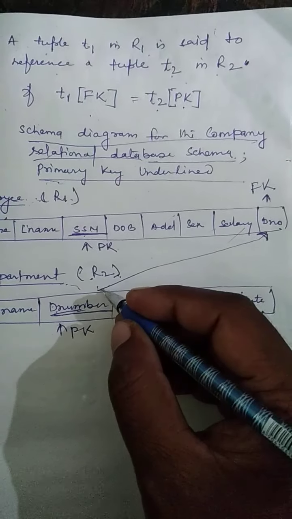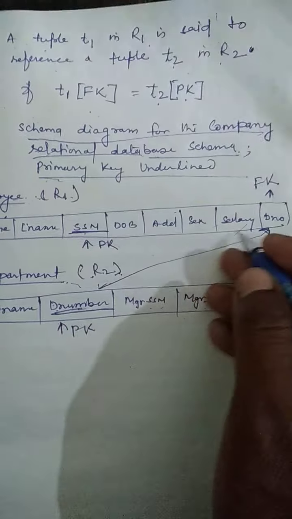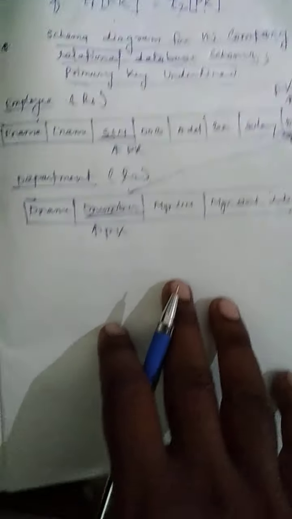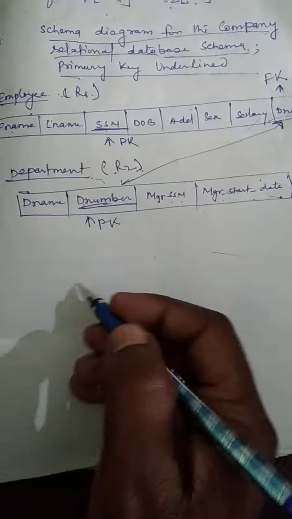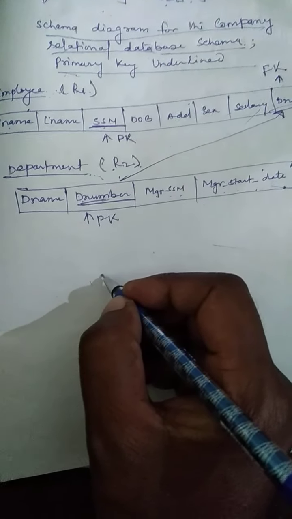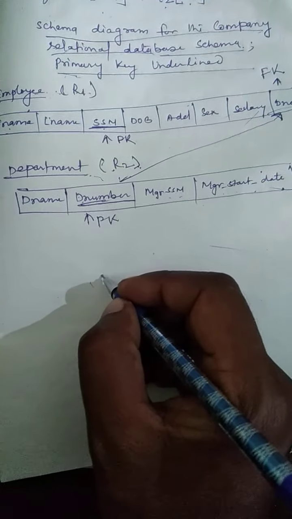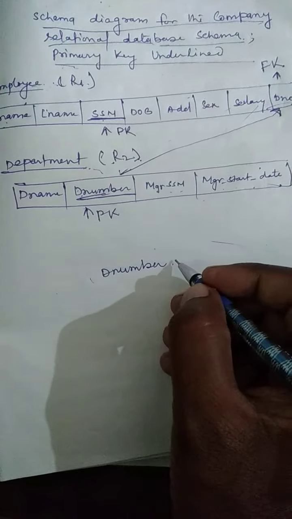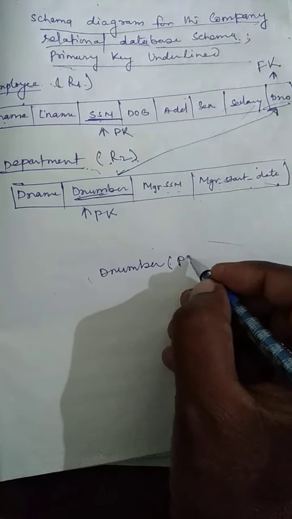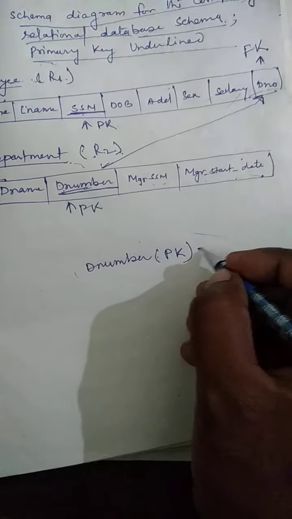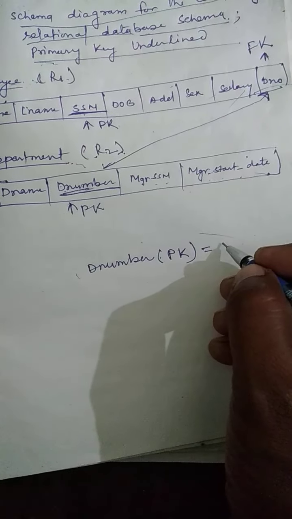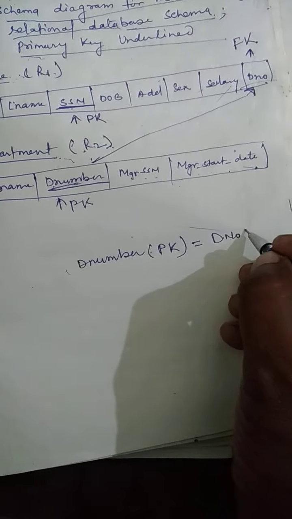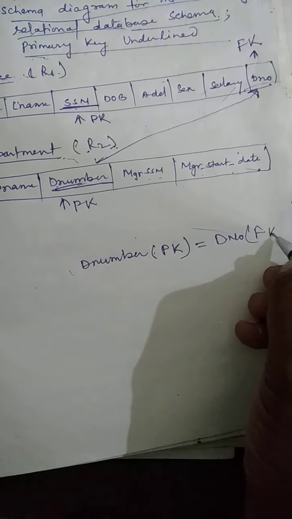How does department reference relation R1? You can say that D number, the primary key, equals D number, the foreign key.